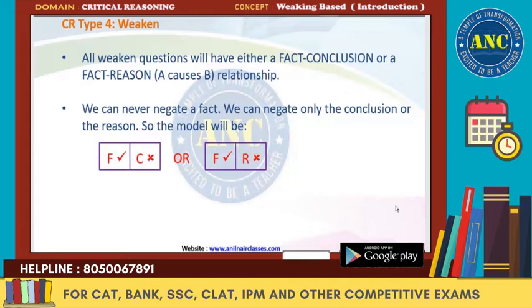Let's look at the fourth type, to weaken. Now, all weaken questions will have either a fact conclusion or a fact reason, that A causes B relationship. We can never negate a fact, remember that. And also we can negate only the conclusion or the reason, right? Only the conclusion or the reason, but you can never negate a fact.